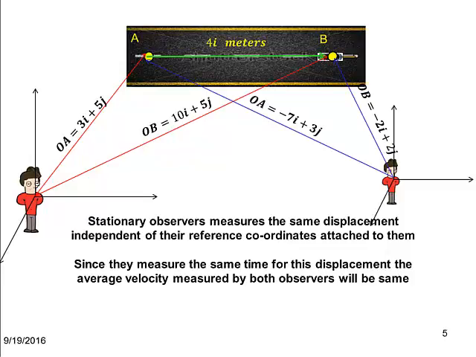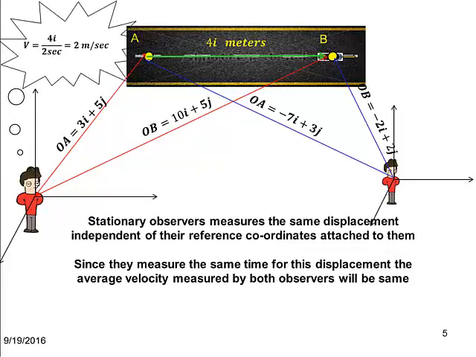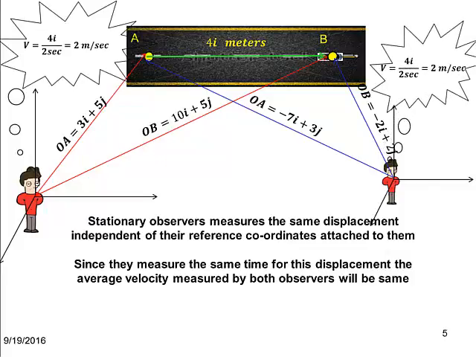Since they measure the same displacement vector in the same time period, the average velocity of motion measured by two stationary observers will be the same. This statement is not true when the observers, and the coordinate systems fixed to them, are moving with constant velocities. In such a case, the velocity measurement will lead to the concept of relative velocity and resultant velocity, which will be discussed next.